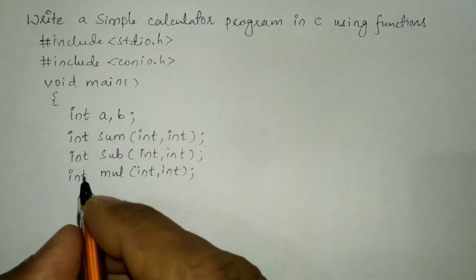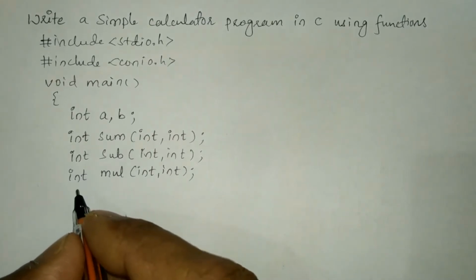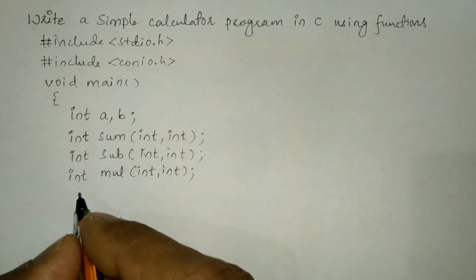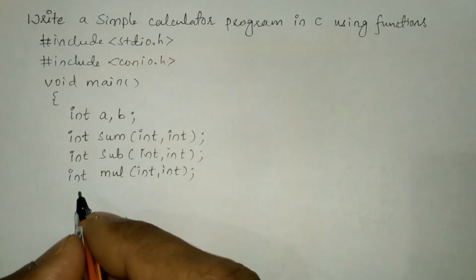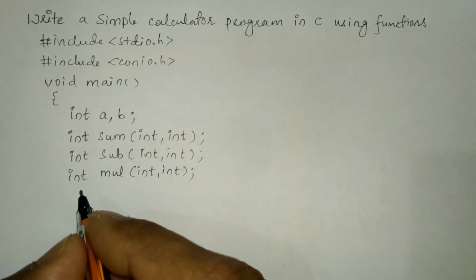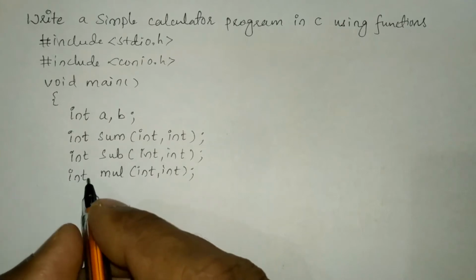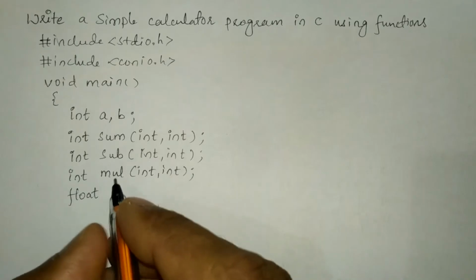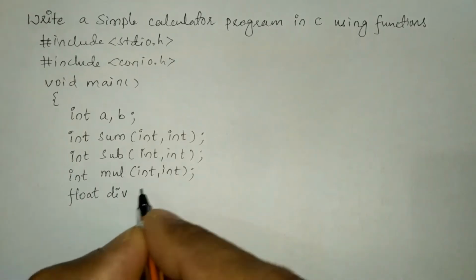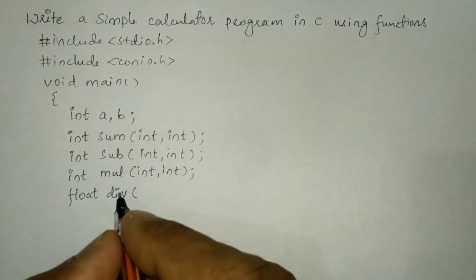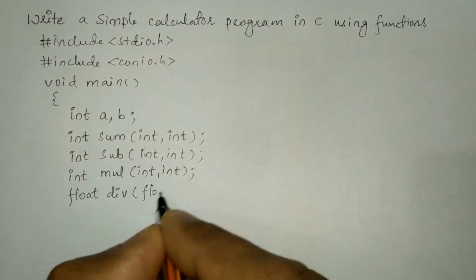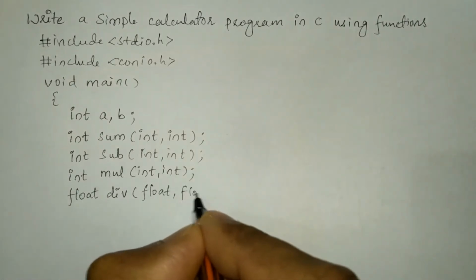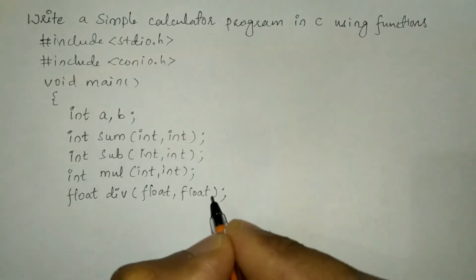Now we are going to go for division. In order to perform a division, we may get floating type of data, that is a real number. For that we have to take a data type called float, and the name of the function is div, and the argument types are float, float and semicolon.